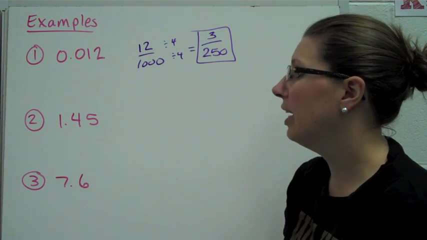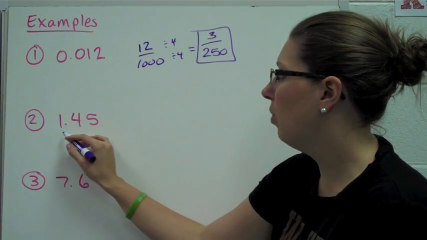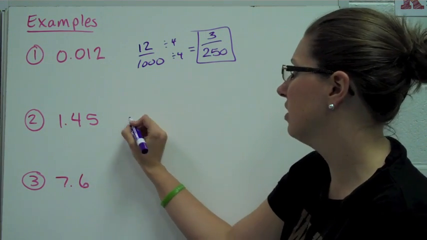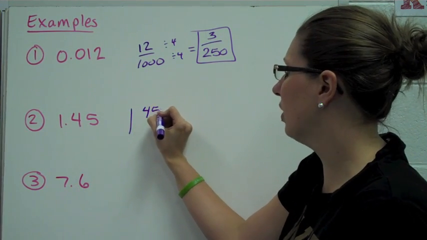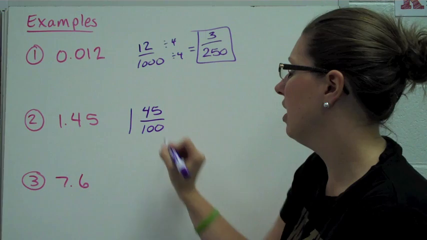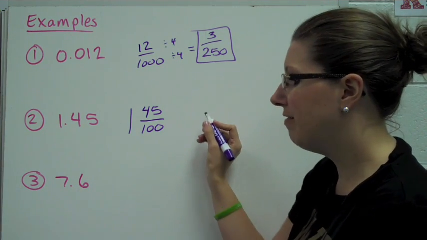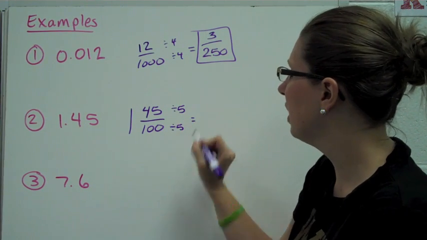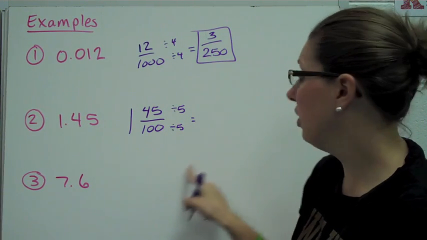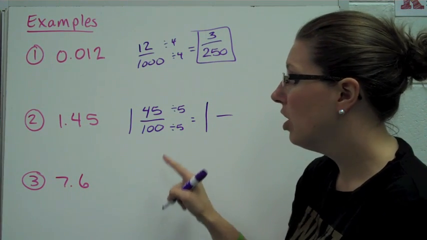This next number is a number greater than 1, so it's read 1 and 45 hundredths. So 1 is my whole number, and I've got 45 over 100. Now I need to reduce the 45 hundredths. I know that 5 goes into both 45 and 100. Now don't forget about your whole number. You're going to also bring that over here as you reduce.